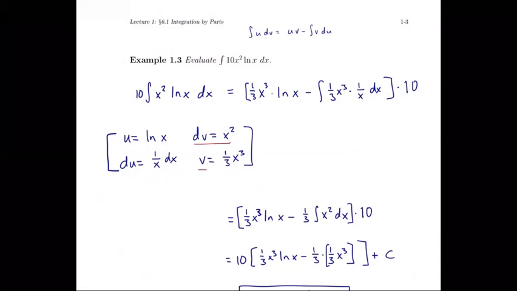Okay, so plug that into the formula. It's u times v minus the integral of v du. So here is v du. And if this integral over here becomes something simple that we can handle, then this is a good choice. If not, then we have to change our choices. Maybe even try another method ultimately. All of that is times 10 off to the right. So we're not forgetting our factor of 10 in the problem.